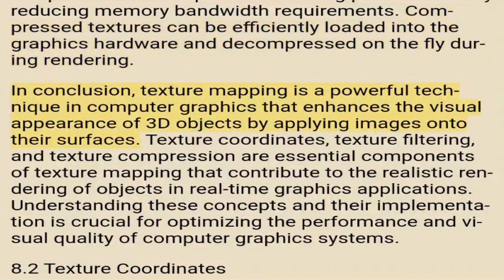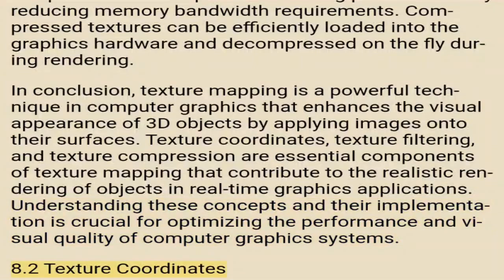In conclusion, texture mapping is a powerful technique in computer graphics that enhances the visual appearance of 3D objects by applying images onto their surfaces. Texture coordinates, texture filtering, and texture compression are essential components of texture mapping that contribute to the realistic rendering of objects in real-time graphics applications. Understanding these concepts and their implementation is crucial for optimizing the performance and visual quality of computer graphics systems.